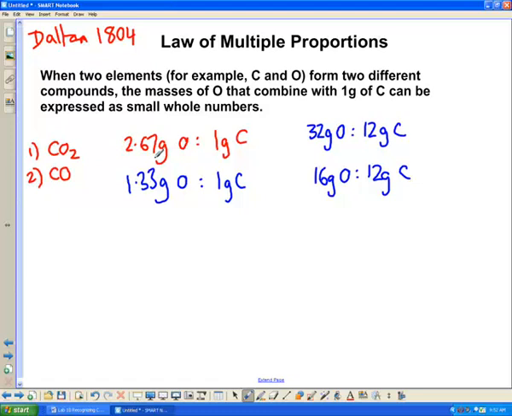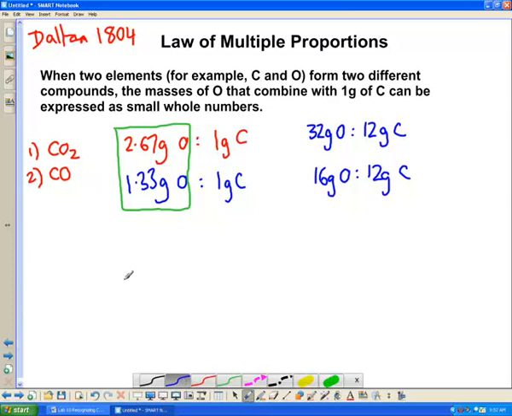So this is our ratio. Here the ratio is 2.67 to 1, here it's 1.33 to 1. The important information here is these numbers here. Do these exist in the ratio of a small whole number, assuming these two are the same? And in this case, they do.